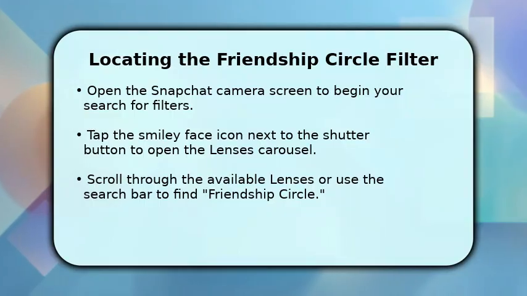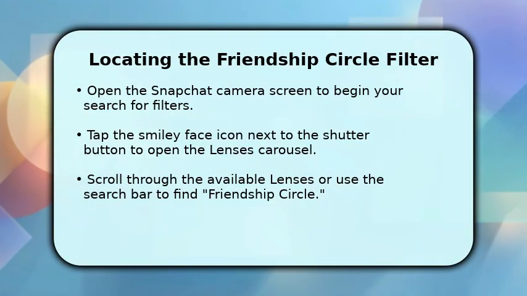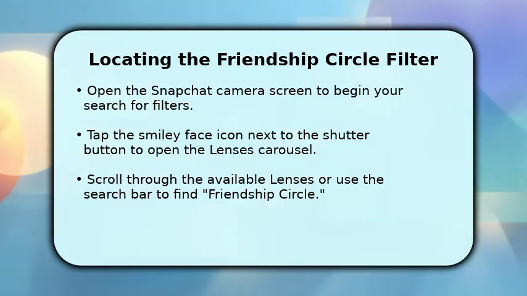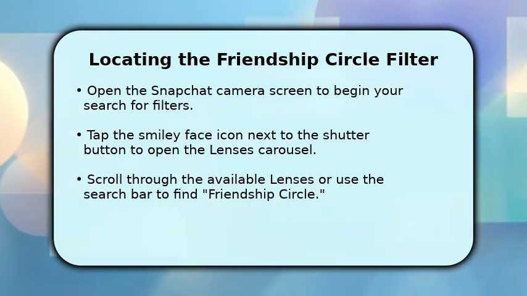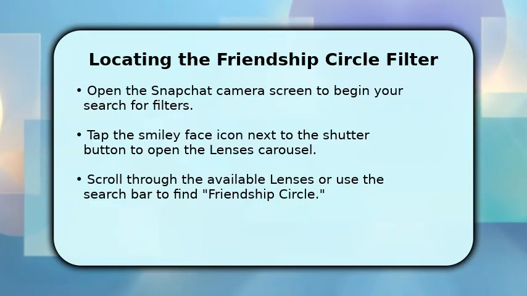To find the Friendship Circle filter, start by opening your Snapchat application and navigating to the camera screen. Look for the smiley face icon located right next to the large circular shutter button at the bottom of your screen. Tapping this icon will open the Lenses carousel, where you can browse through many different filters.